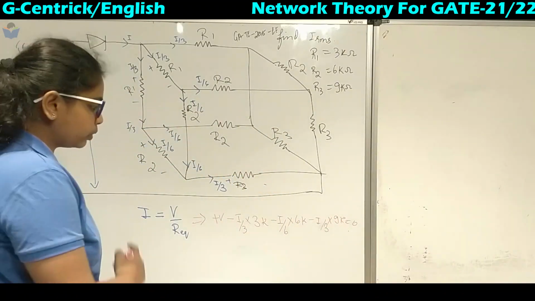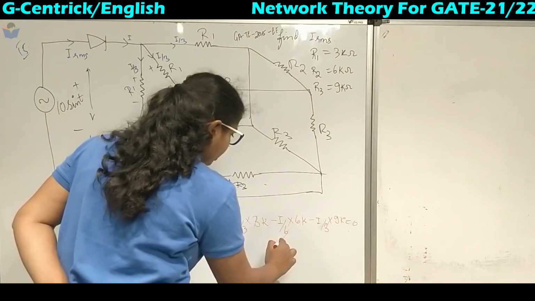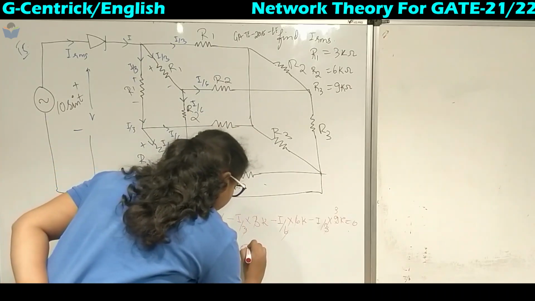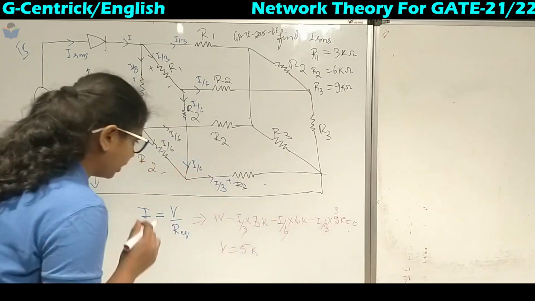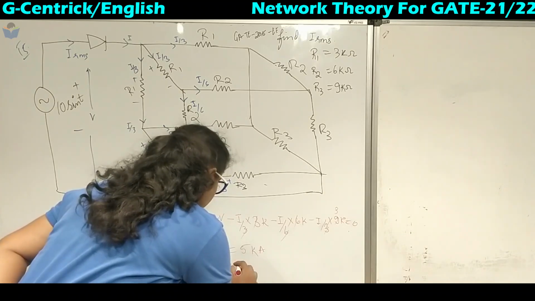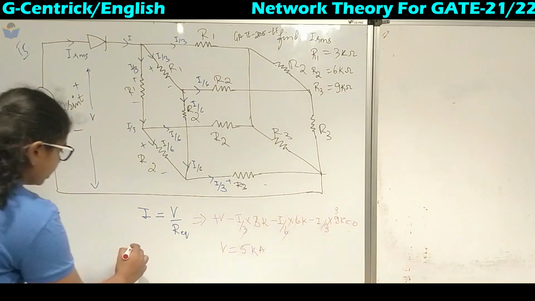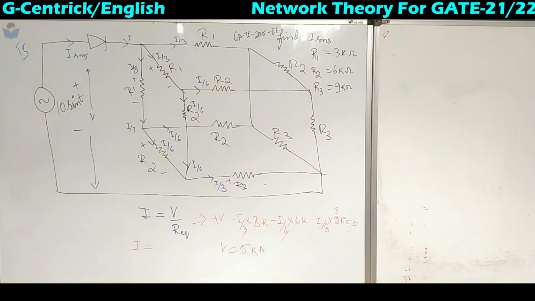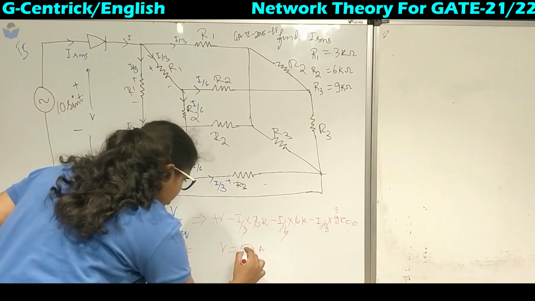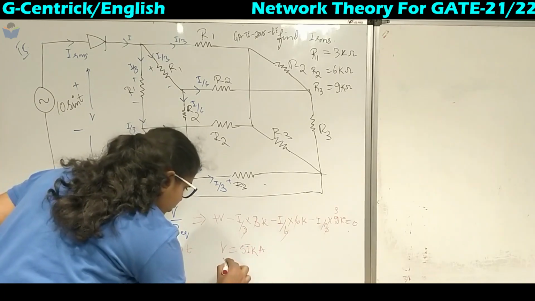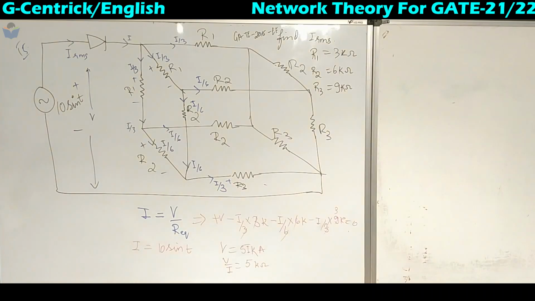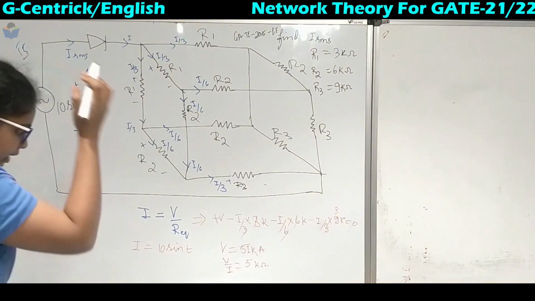KVL sum will be equal to 0 around a loop. So this 3 gets cancelled. So minus 3I minus 4I minus 5I. So this is 5K, right? So 5 kilo ohms basically. If I substitute here in this one, I will be equal to 10 sin t. This is V by I, I missed that one. So V by I is nothing but 5 kilo ohms. That is the R equivalent we have.